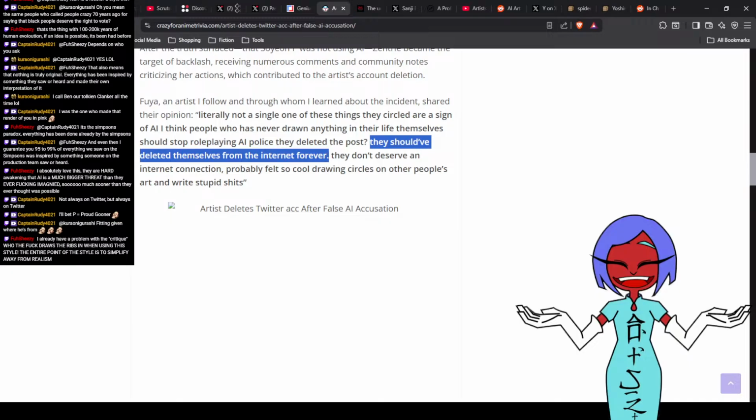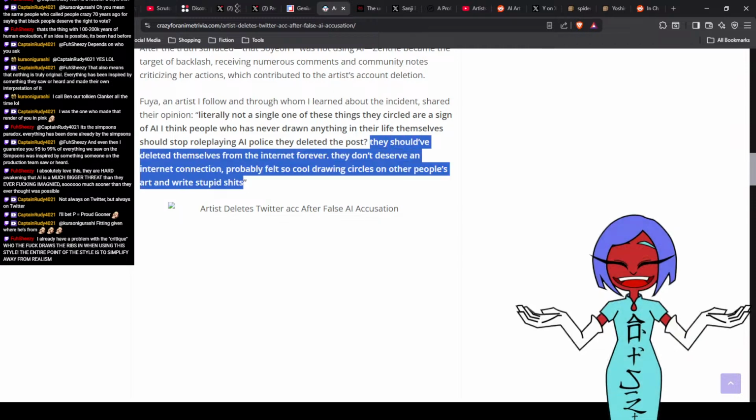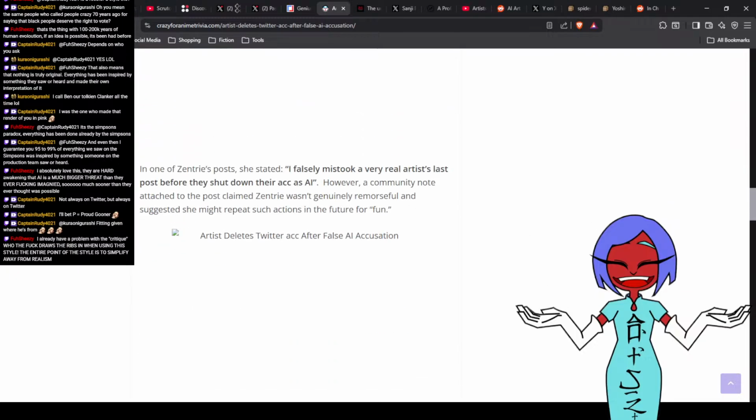This is an overblown right here. "They don't deserve an internet connection. Probably felt so cool drawing circles on other people's art." Yeah, no, this is a little bit too far. They should just stop being retarded, right? They should be, again, made to account for their unacceptable behavior, and then preferably their retardation should be shamed. But yeah, no, maybe not that far.